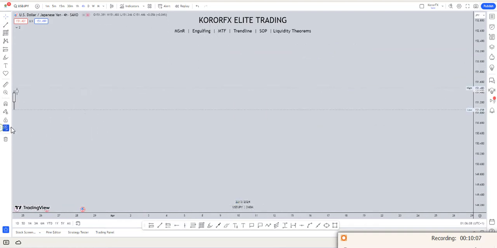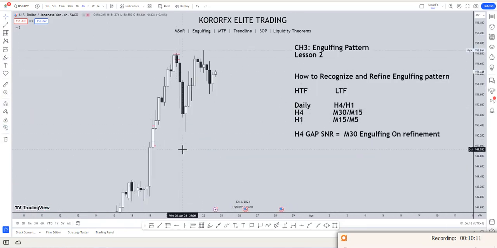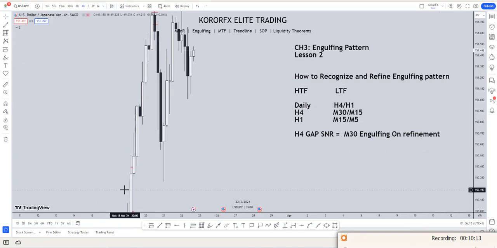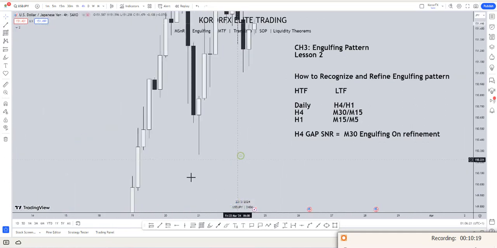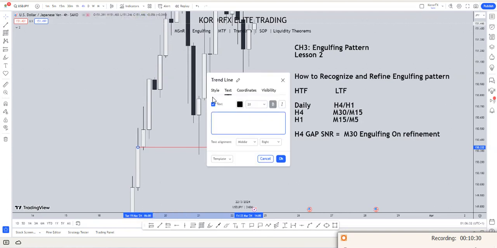For example, here, let me remove here, and then here we have the H4 gap SNR. Okay, let me type it. H4 gap SNR.